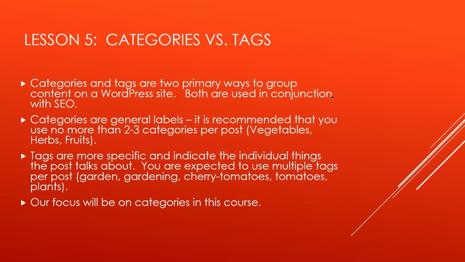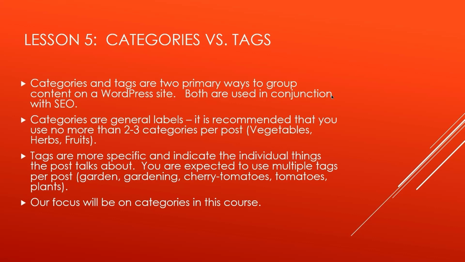Tags are more specific and indicate the individual things the post talks about. You're expected to use multiple tags per post. So for example, garden, gardening, cherry tomatoes, tomatoes, plants. And again, our focus will be on categories, but these are used in conjunction with SEO. If someone is searching on the internet, it helps. And when you learn more about SEO, you'll learn more about tags and categories.